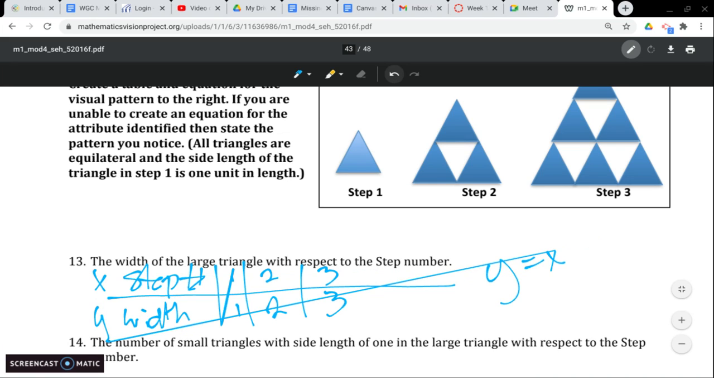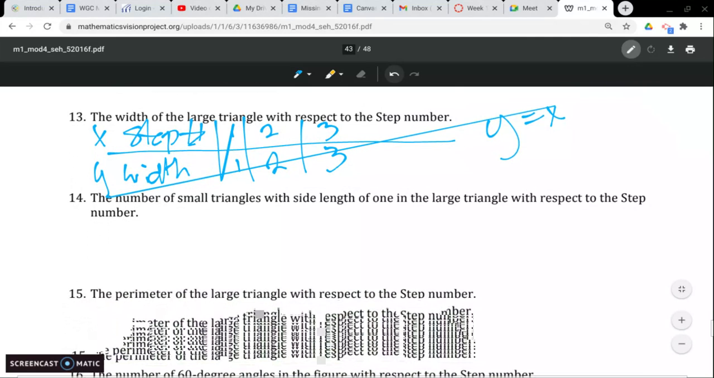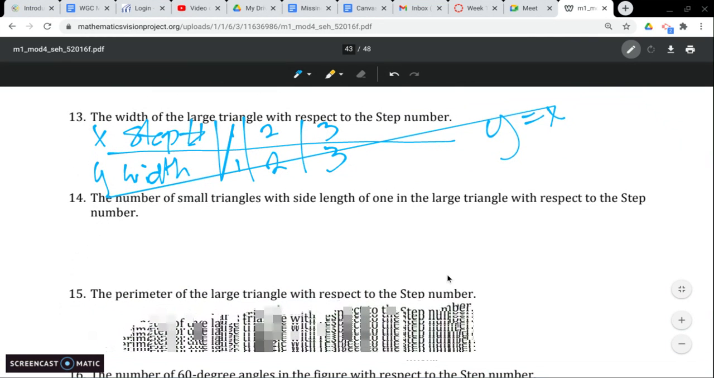Sorry for the weird lines. So the explanation: the step number and the width are the same. So because they're the same, that's why we have y equals x. You could also use other variables for this as well, as long as each variable equals the other, because they have to be the same.